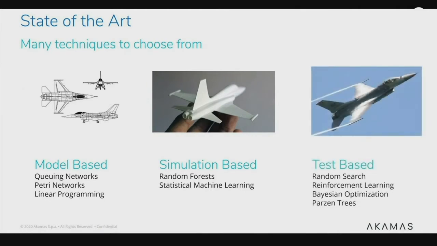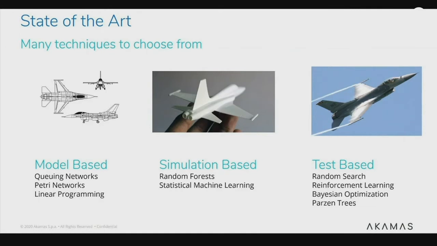Finally, test-based approaches use the real system to evaluate configurations. These approaches are more accurate as the performance is directly measured on the system, but are much more expensive, as even a small configuration change requires the whole evaluation of the system. It's like building and flying a new airplane every time we want to test a small design change.